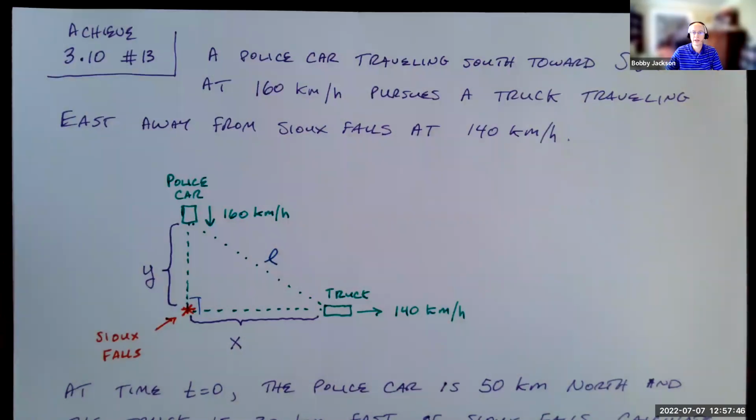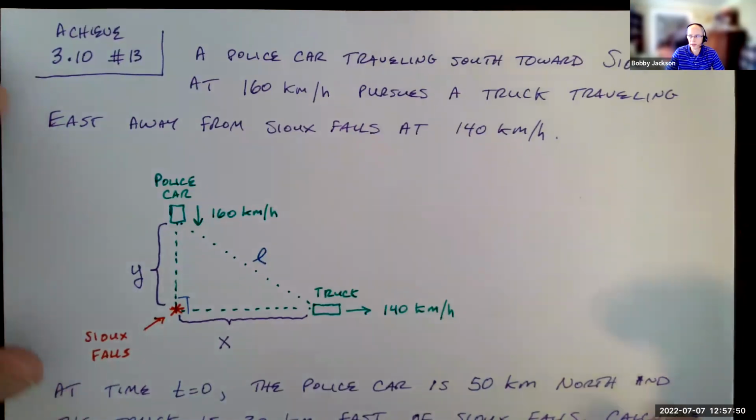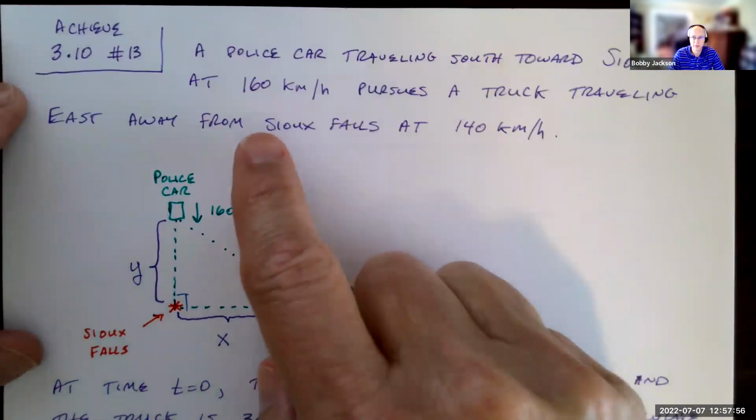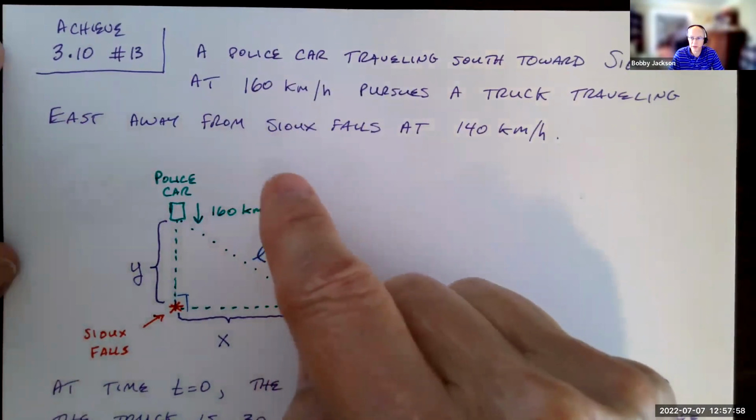Let's take a look at Achieve section 3.10, number 13. Again, a related rates problem here. Similar in a lot of ways to the other problems in this section that I've done videos for.